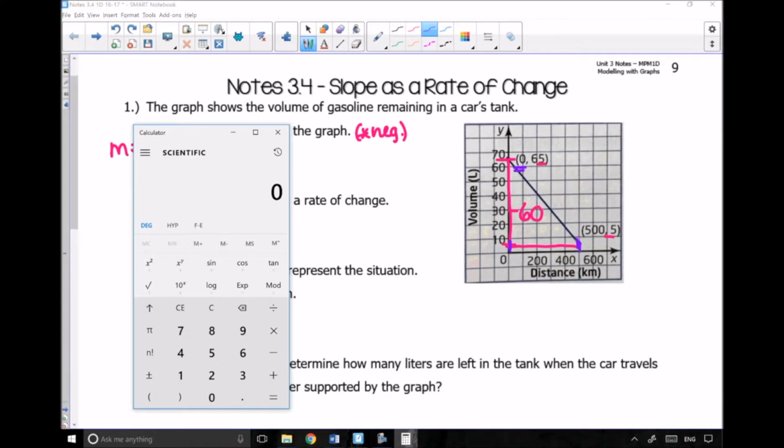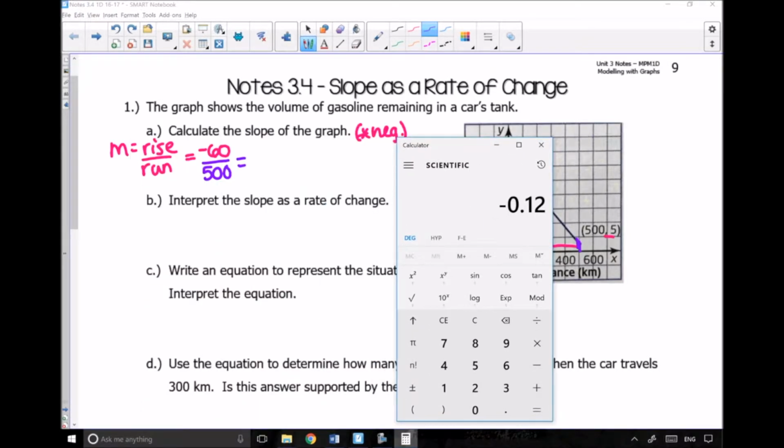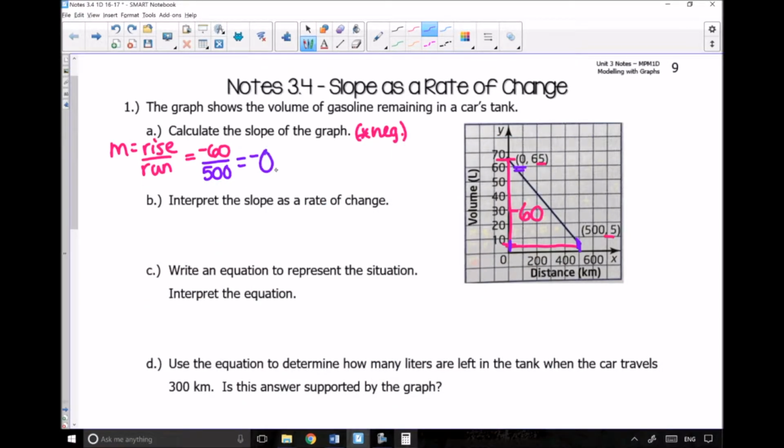Okay? So I'm going to divide negative 60 by 500. And I end up getting negative 0.12. So I'm going to say that my answer here is negative 0.12, which is what we wanted to get. We should get a negative value. Okay, let's do it another way.